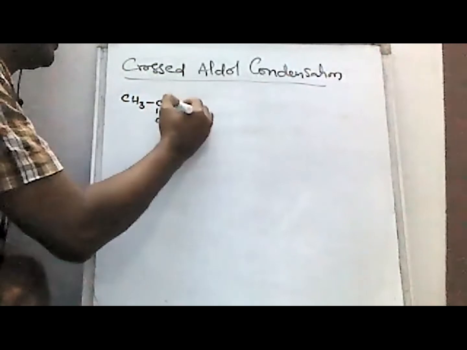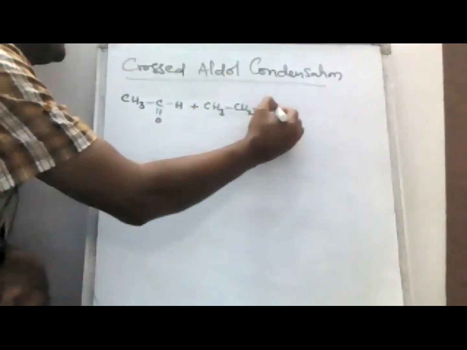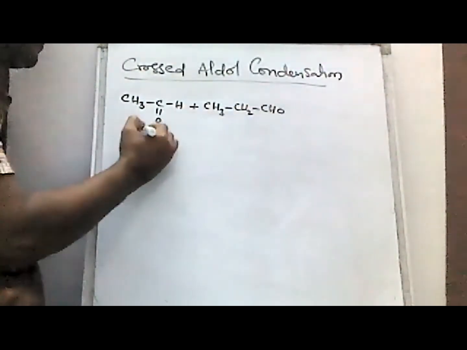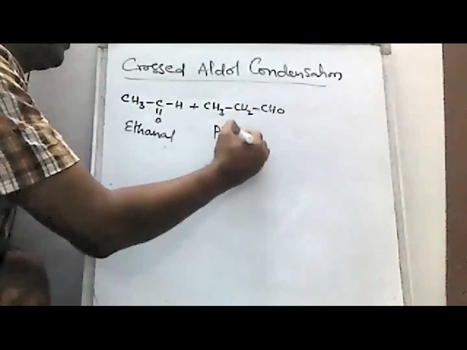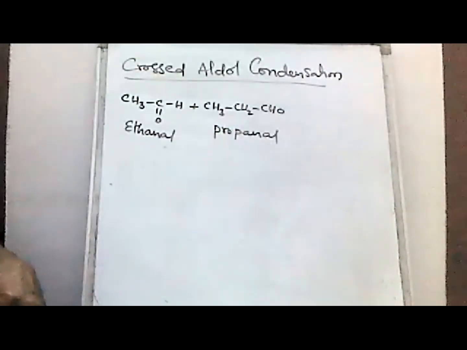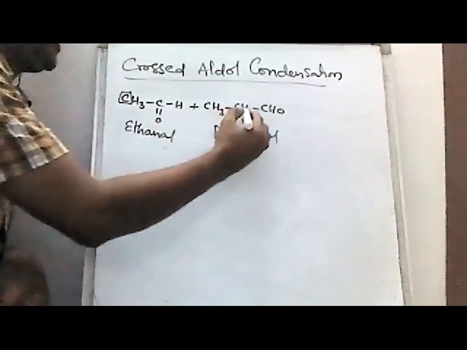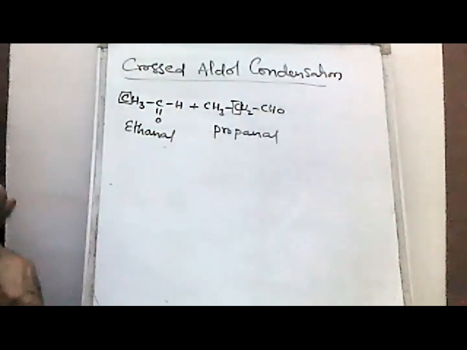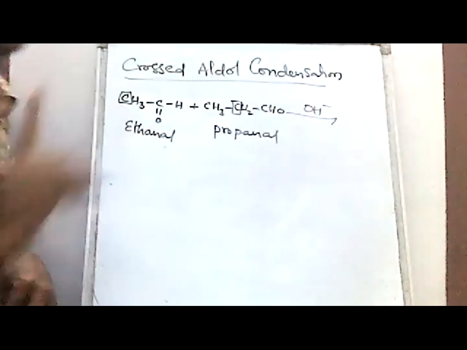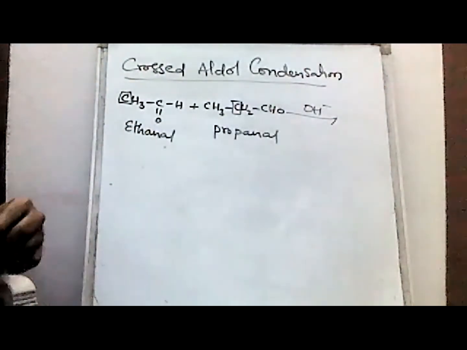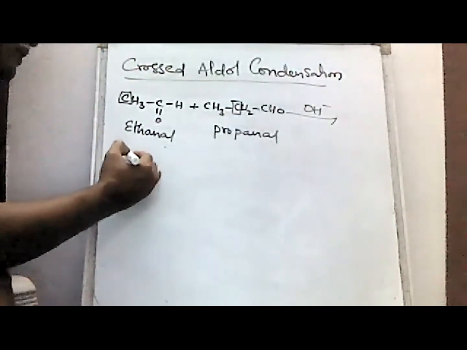Let me take one more example. Here I am taking two different aldehydes: one is ethanal or acetaldehyde, and the second one is propanal. This aldehyde has alpha hydrogen and the second aldehyde also has alpha hydrogen. In aldol condensation we get only one product, but here we will get four different products.